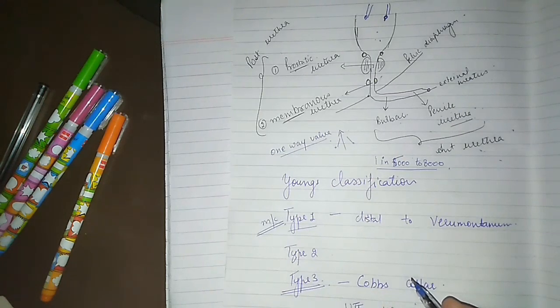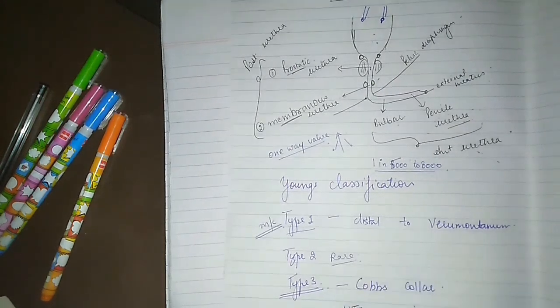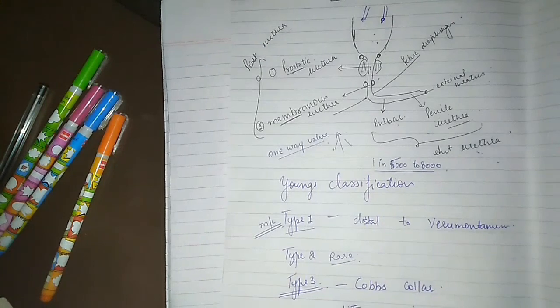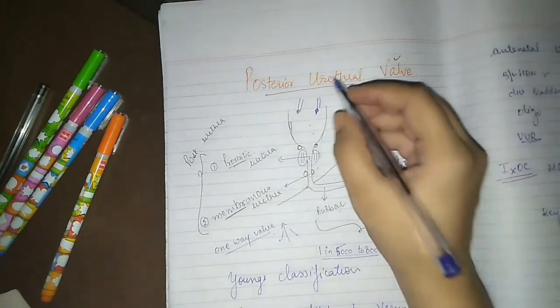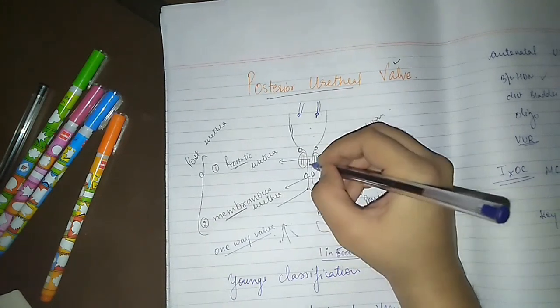the lower level. Type 2 is a rare kind of PUV, and it includes the folds which are present posterolaterally around the urethral wall from the ureteric orifice to the verumontanum.